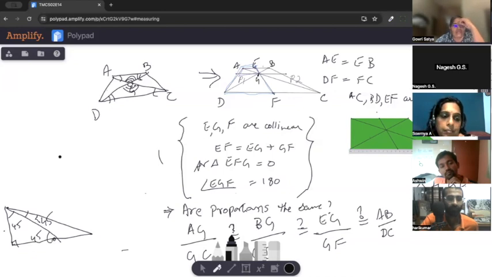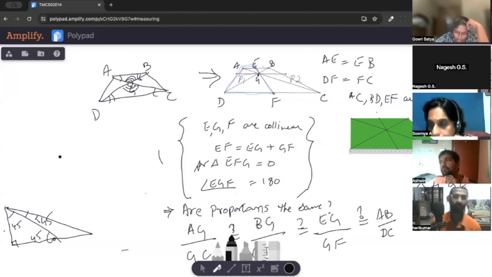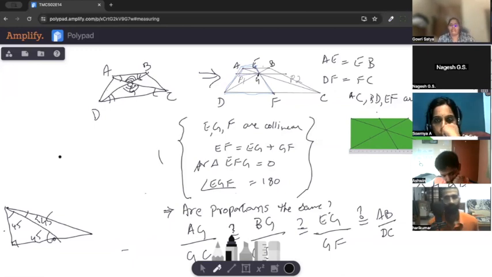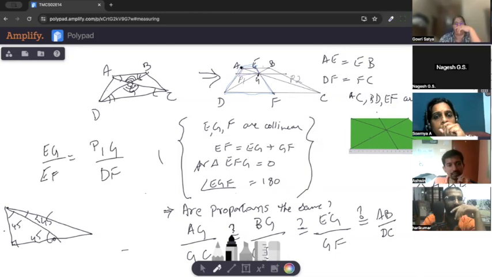So all I'm saying is, the two quadrilaterals are similar. Another thing is the proportion of all the sides; I can take that proportionality constant. If we can show that they are similar, basically they're all parallel lines. Now I can also say that EG by EF will be the same as P1G by DF.